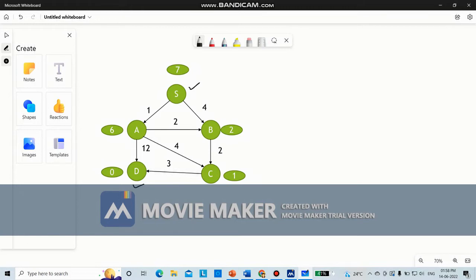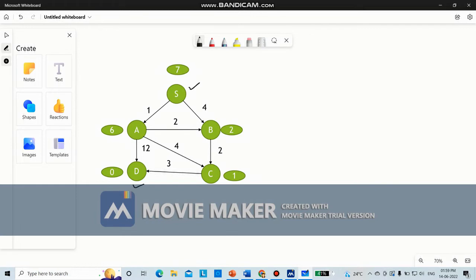G of n is what? The cost to reach the node. So the cost needed to come from the starting node till this node is 1. This is G of n, and one more value is attached here. So what is this? This is H of n, that is the heuristic function. It means the cost to go from node A to the goal node. So it is 6. For each of the nodes the heuristic functions are mentioned.